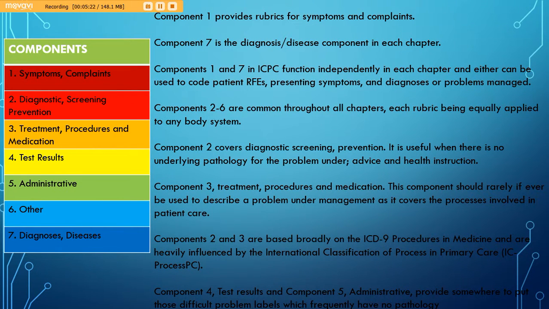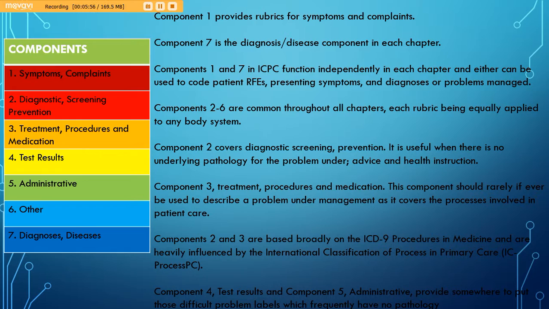Component 1 provides rubrics for symptoms and complaints. Component 7 is a diagnosis or disease component in each chapter. Components 1 and 7 in ICPC function independently in each chapter and either can be used to code patient RFEs, presenting symptoms, and diagnosis or problems managed. Components 2 to 6 are common throughout all chapters, each rubric being equally applied to any body system.